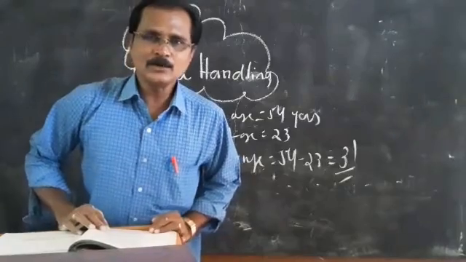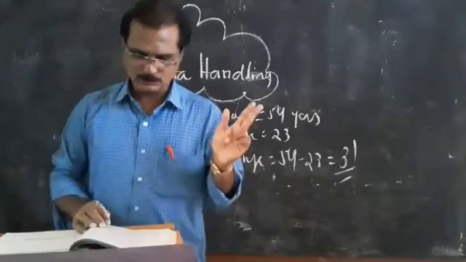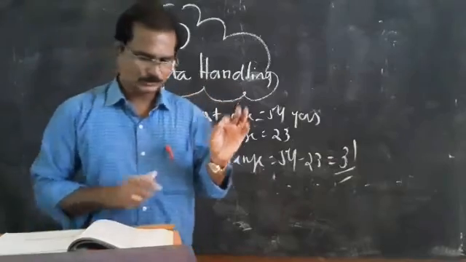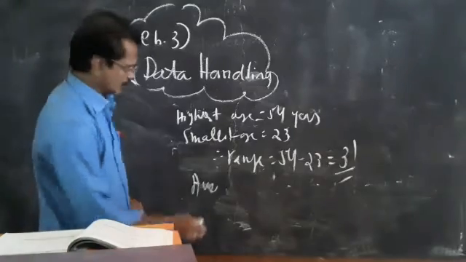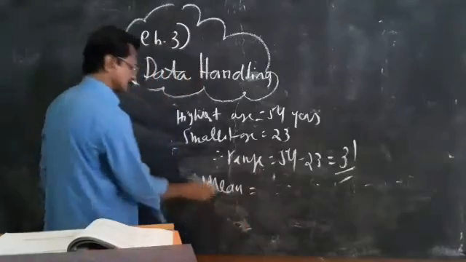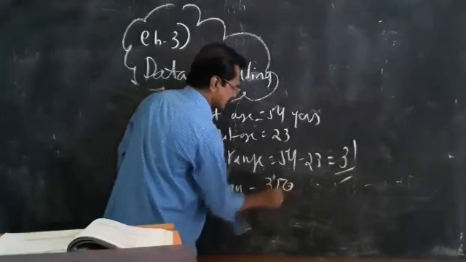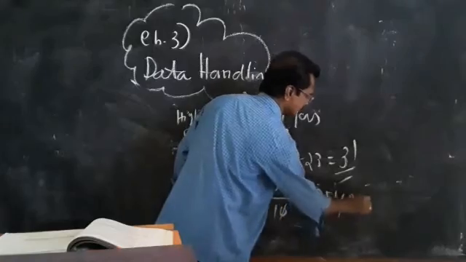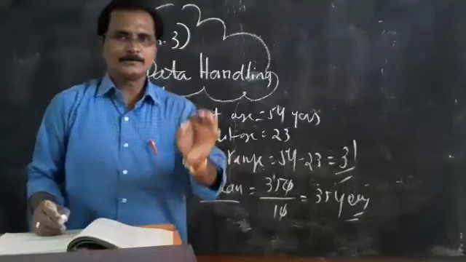The mean, how to find out? We need to add all the ages: 23, 26, 28, 32, 33, 35, 38, 40, 41, 54. Another name for average is mean. Mean is also known as average. Mean equal to the total. If you add all the teachers' ages, you get 350, and the total number of teachers is 10. So 0 and 0 cancel, equal to 35 years. So average and mean are both the same.